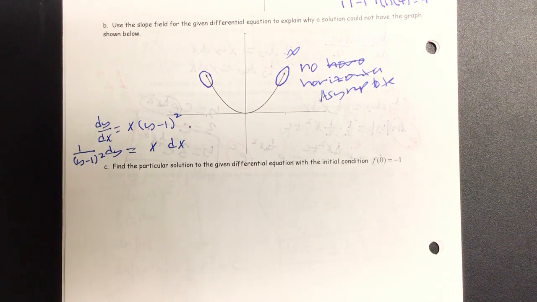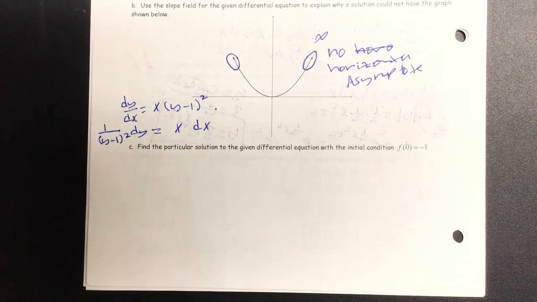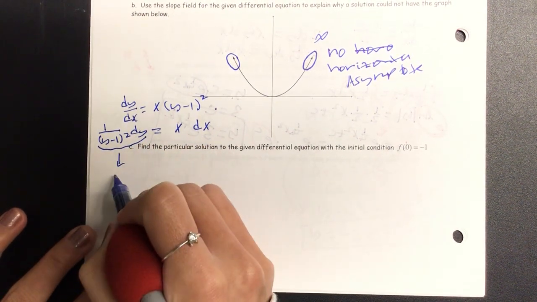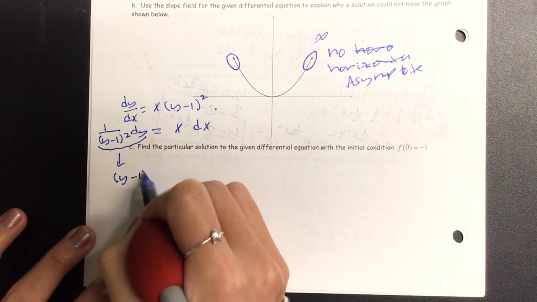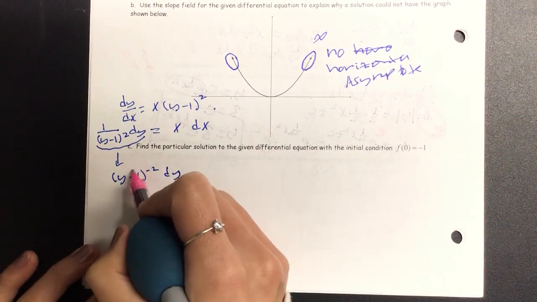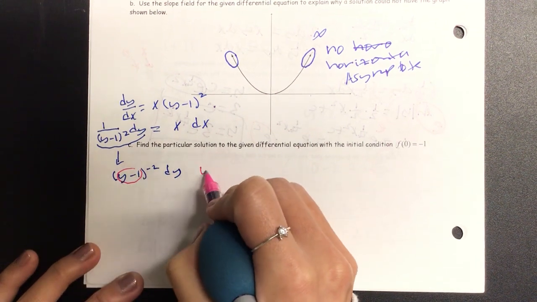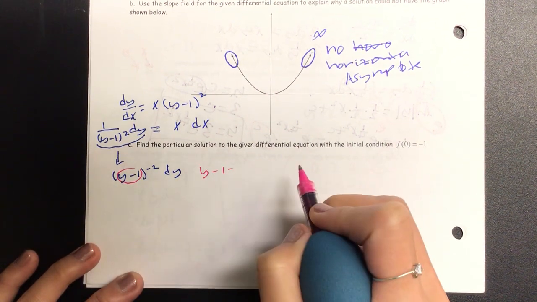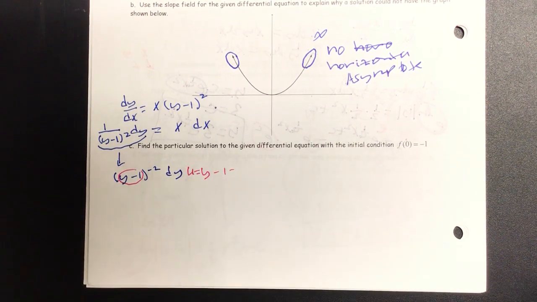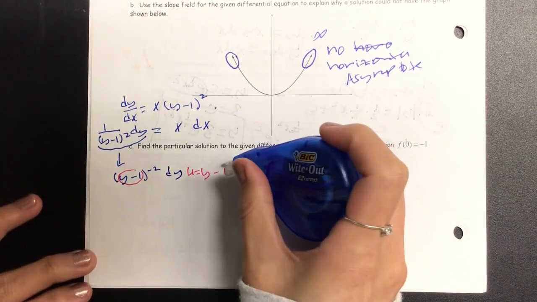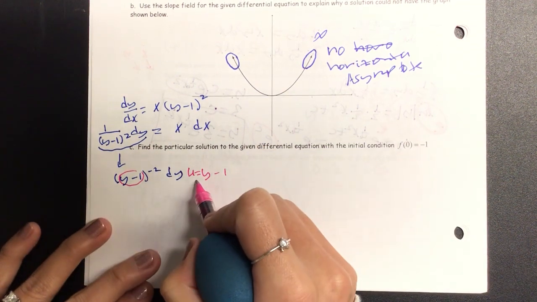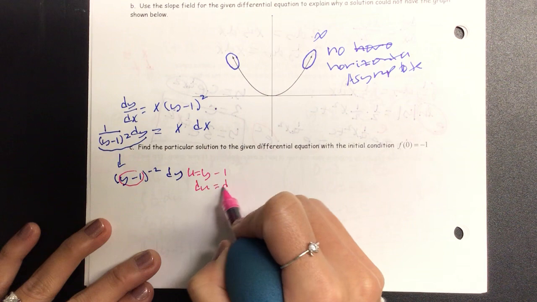So let's focus on the left side since that one involves more work. I want to worry about this guy right here. Let's rewrite this one as (y minus 1) to the negative 2 dy. And I'm going to go ahead and use substitution. u is equal to y minus 1. Just put it right there. So we know du is equal to dy.